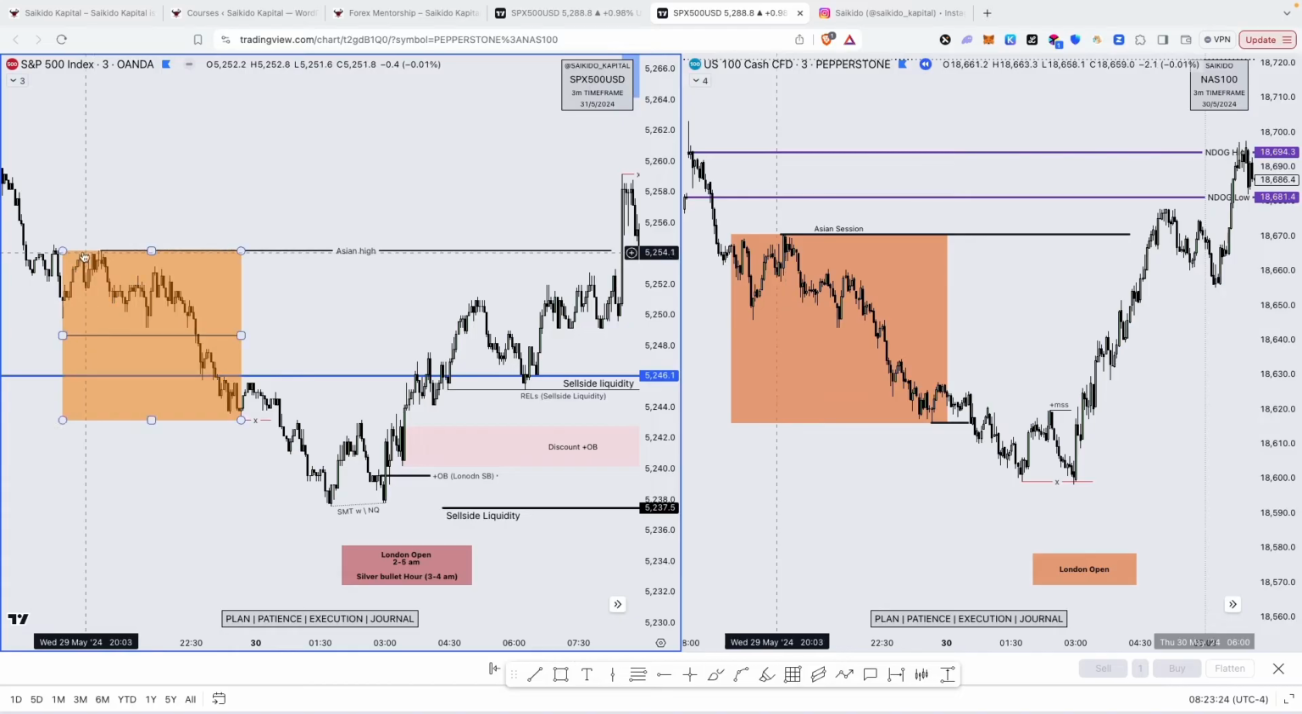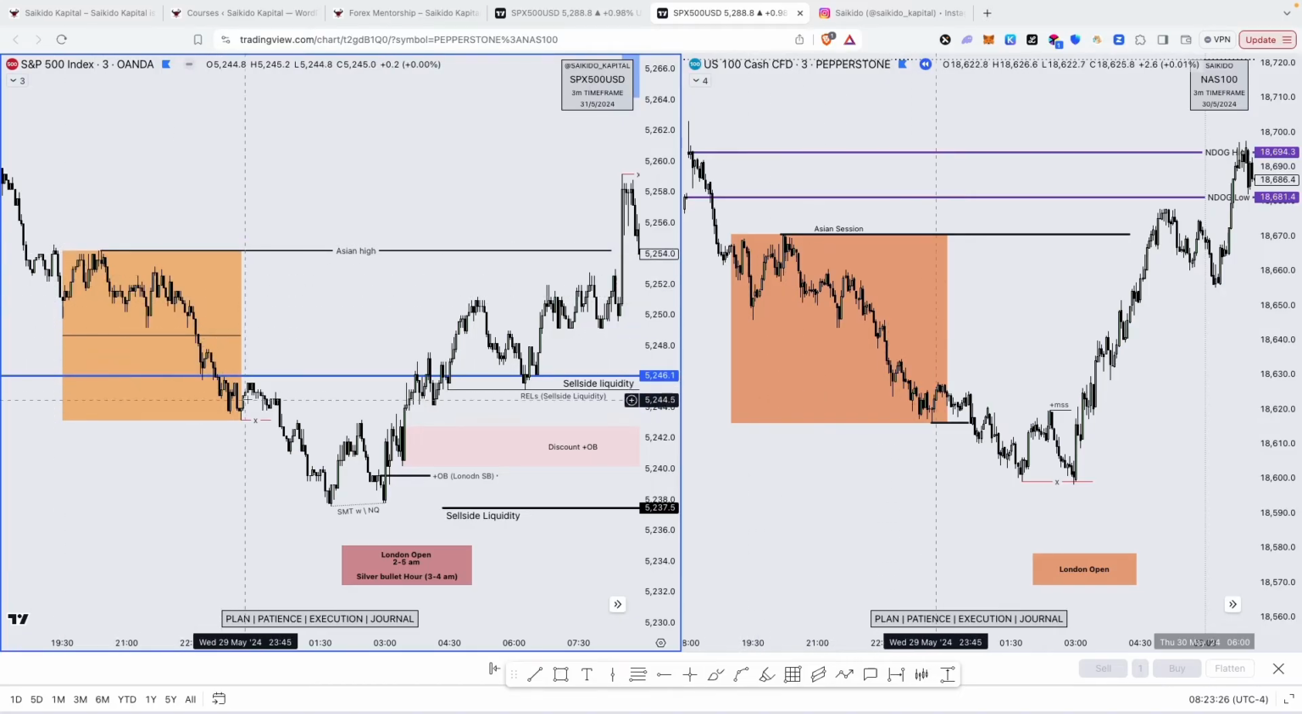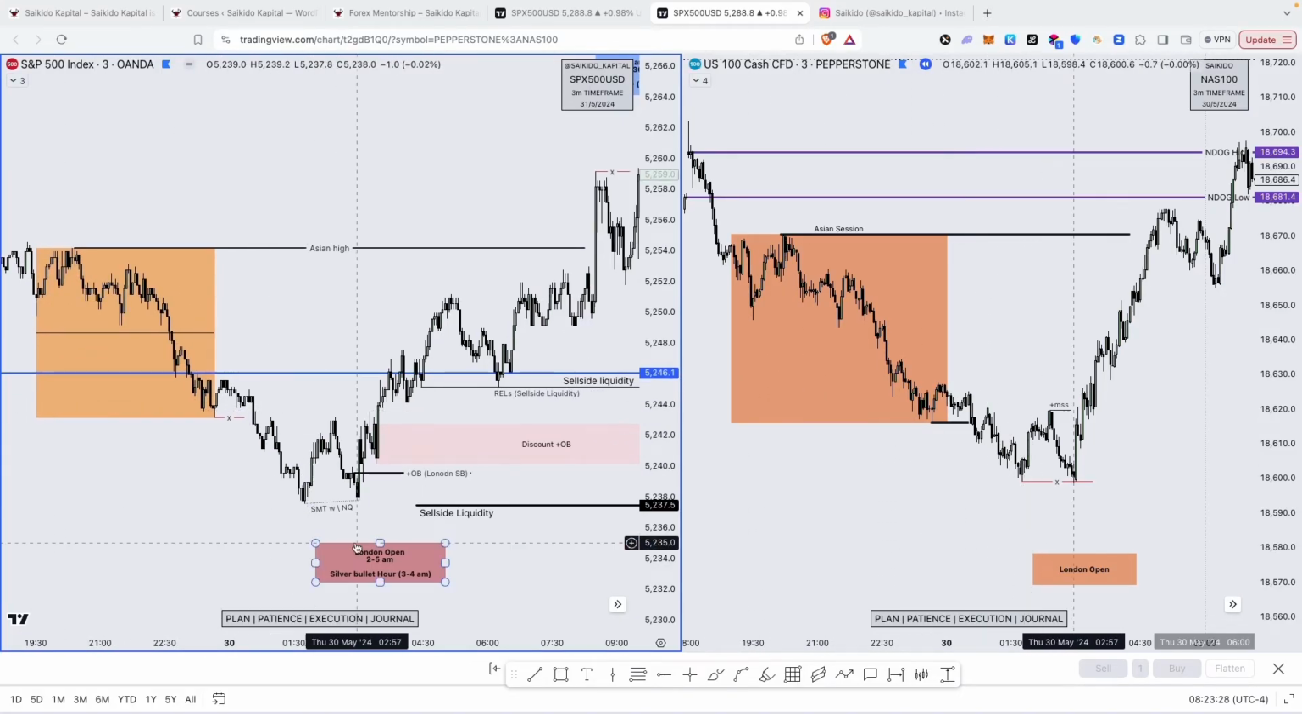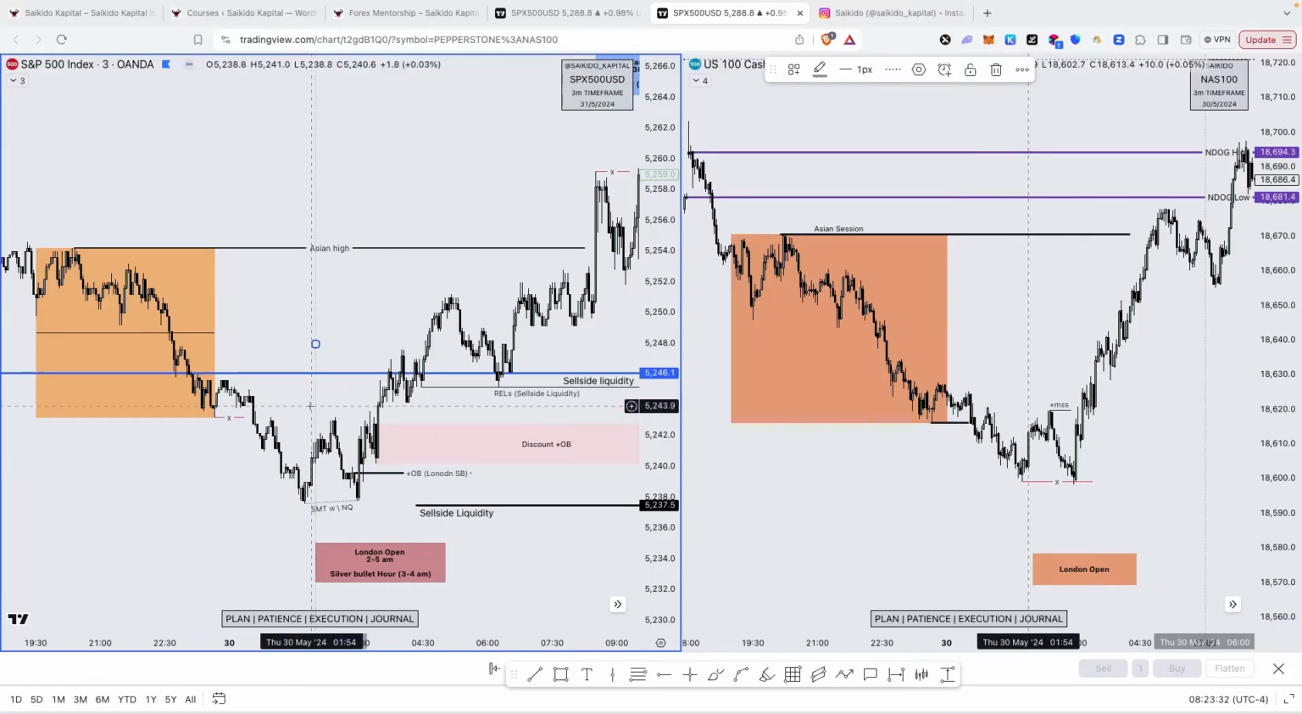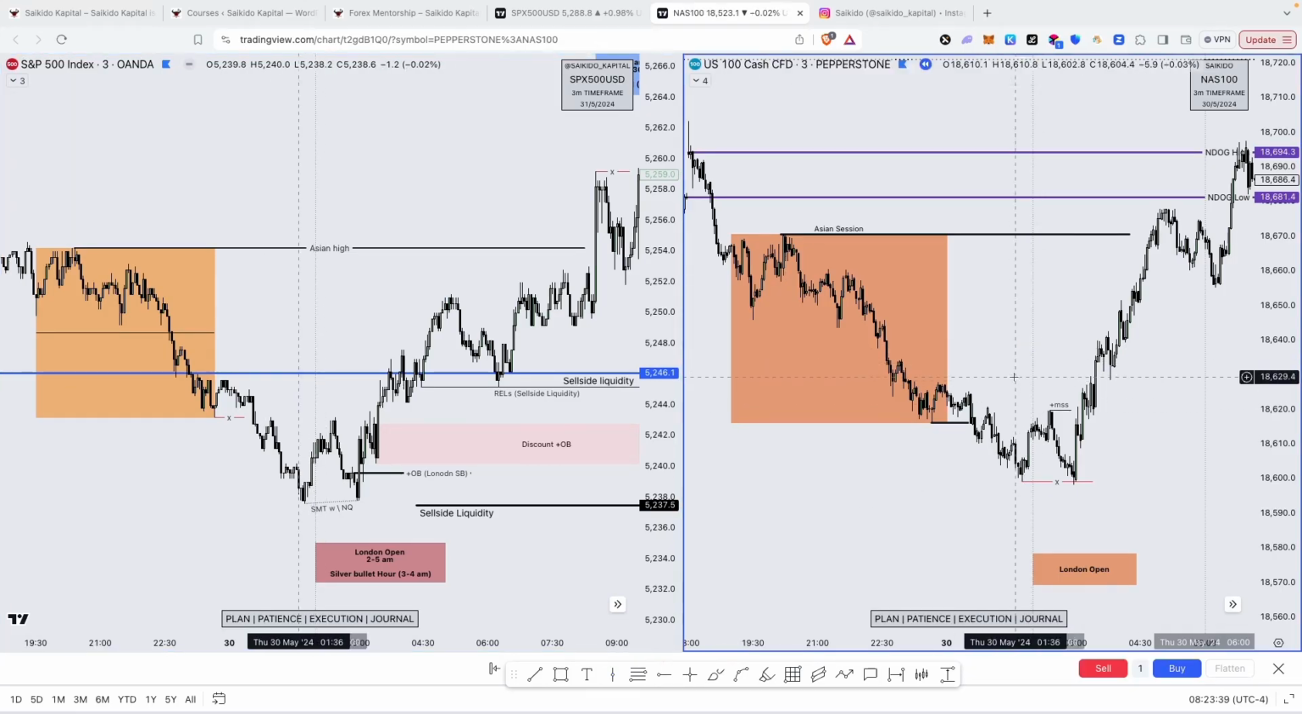So we have relative equal highs here. Asian high, we go all the way down. Then London, we open at 2 o'clock. I'm gonna put a vertical line, and I'm also gonna put a vertical line here at 2 o'clock. So 2 o'clock is somewhere here.